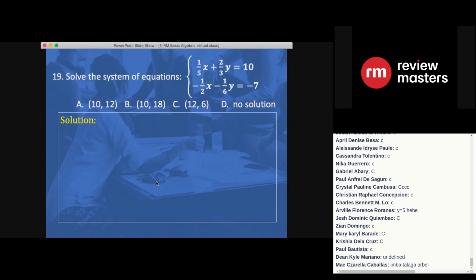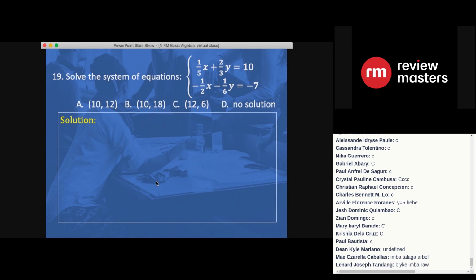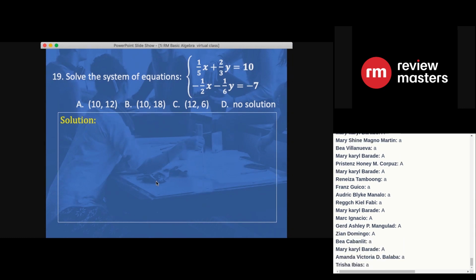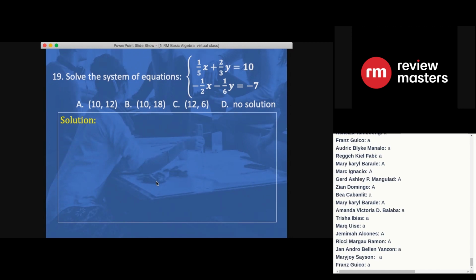Number 19. What's your answer in number 19? Okay, very good. Many answered letter A. So this is an example of systems of equations. Sometimes they call it simultaneous equations.